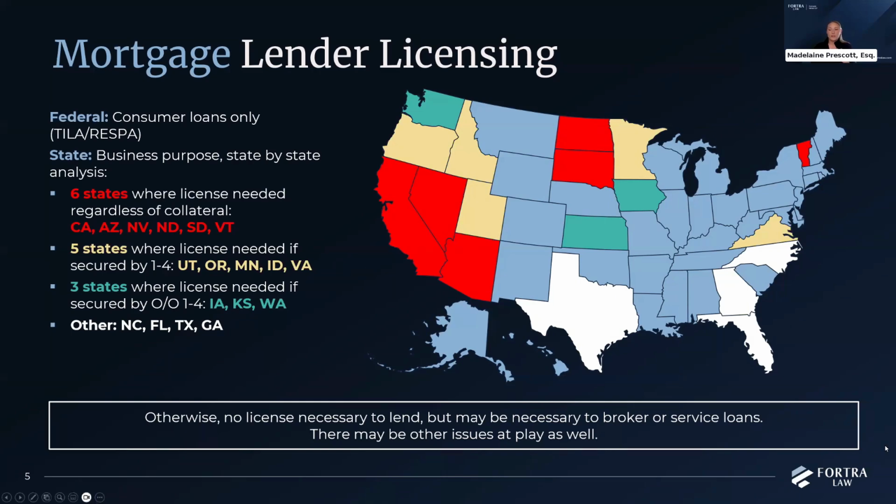Otherwise, as I mentioned for the blue states, there's really no license to lend for business purpose loans. There could still be broker or servicing licensing requirements, and there could be other things at play as well here. So California, for example, there are a lot of exemptions for lender licensing, and say you fall under one of those and you can proceed without a license. Well, a lender license or a broker license also provides you a usury exemption, and we'll get into usury on the next slide. So you might still want to go get a licensed party to help with this loan.